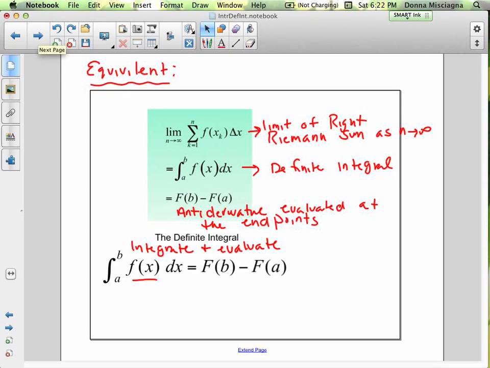And when we integrate, we are finding the antiderivative. If you remember from last week's lessons, which were all antiderivatives, it was: what function has this as its derivative? Well, that's what we're doing. Whose function is that derivative? And that's integrating, and now we're going to evaluate though.